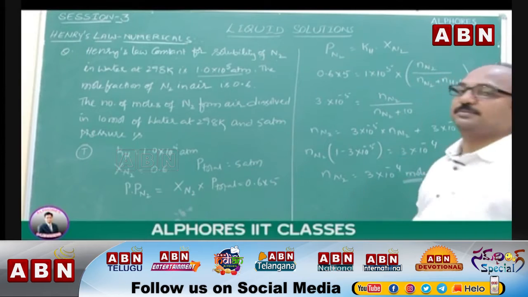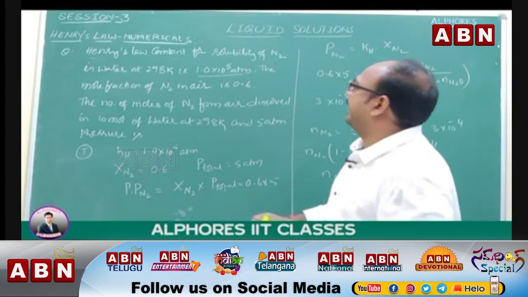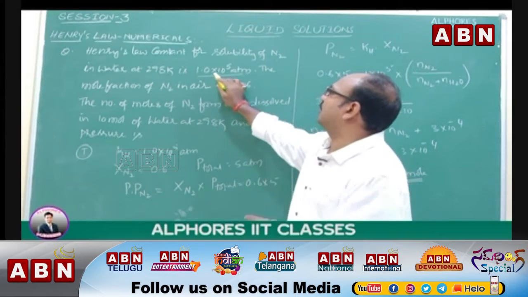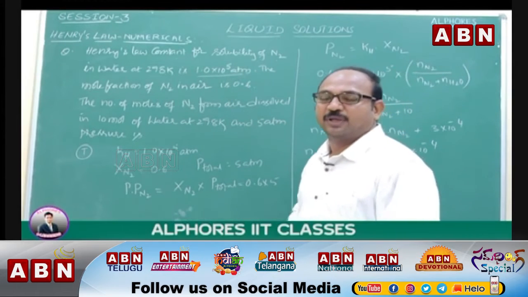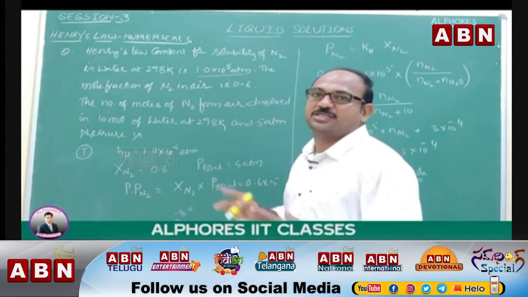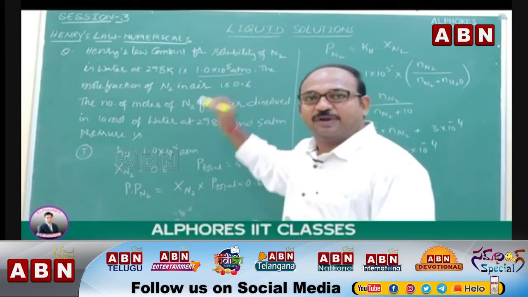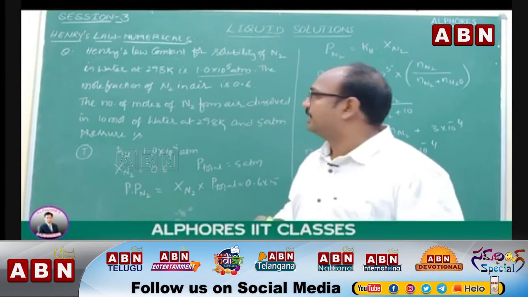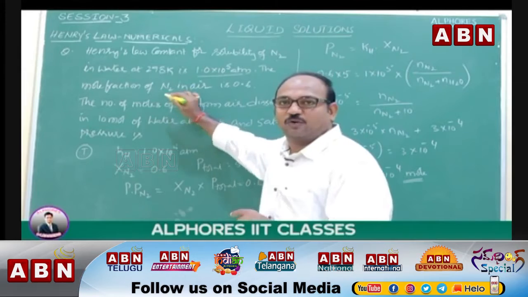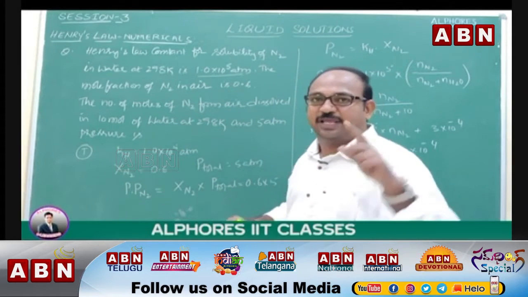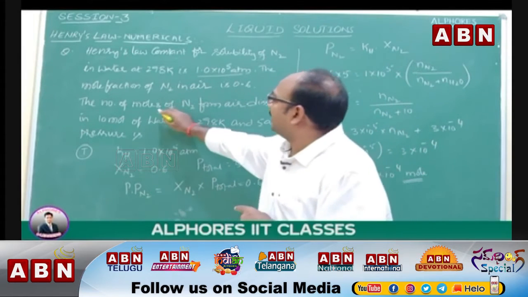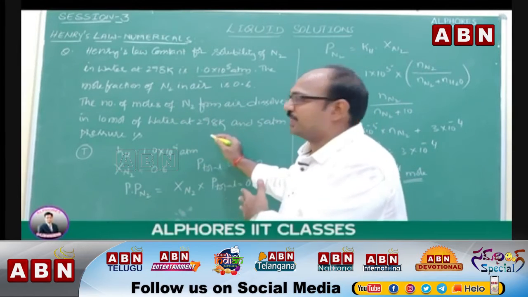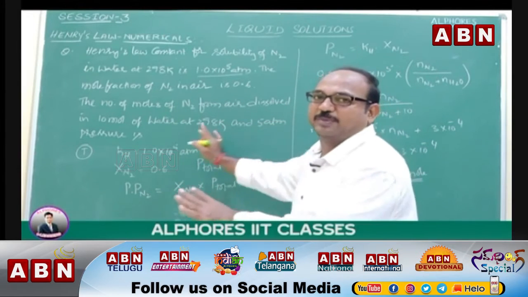This is the answer. Once again, Henry's law constant for solubility of nitrogen in water at 298 Kelvin is 1.0 into 10 power 5. Henry's constant provided for nitrogen, its value, as we learned, is very high. It indicates that solubility of nitrogen is less. And the mole fraction of nitrogen in air is 0.6. And the number of moles of nitrogen from air dissolved in 10 moles of water at 298 Kelvin at 5 atmosphere pressure.